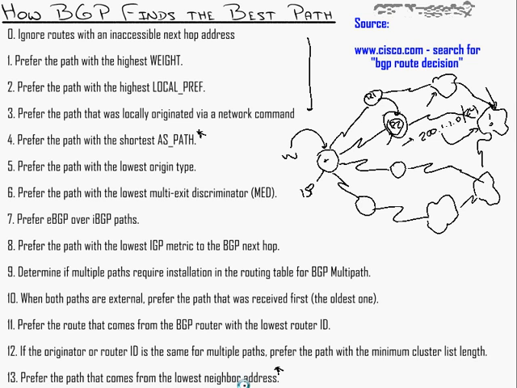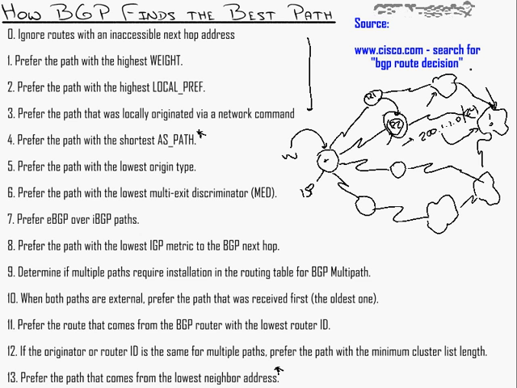And you can see number 13 says, prefer the path that comes from the lowest neighbor address. That is a completely random choice by the time you get to that point, because you can know that number 13 will break the tie. You're not going to get the same route twice from the same neighbor. So it's going to look at all these neighbors and say, guys, who has the lowest IP address? Router 2 says, that's me, and sure enough, router 2 becomes the final destination.